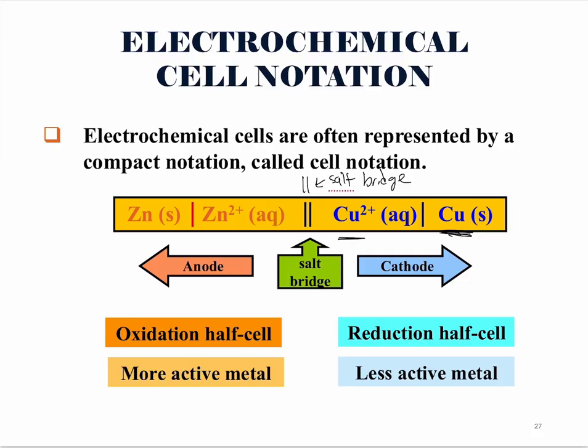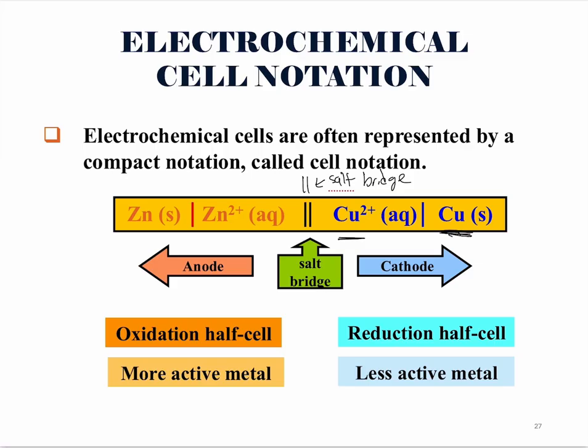On the anode, right, we have the oxidation half reaction. So this would be the oxidation half cell. This is going to be the more active metal, right? So it's going to be the more positive reduction potential. We'll talk about that in a second. And it's the same thing. We start with the zinc solid. This is where oxidation happens, so we end with zinc 2+ ion, right?